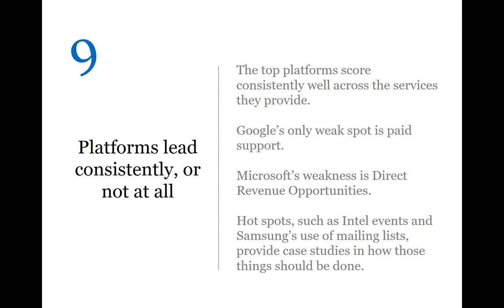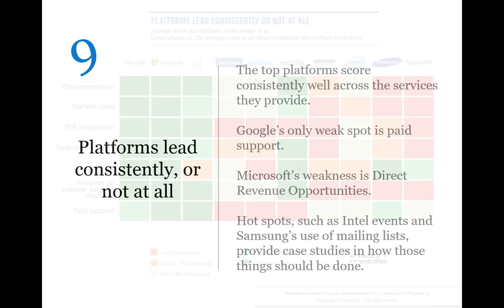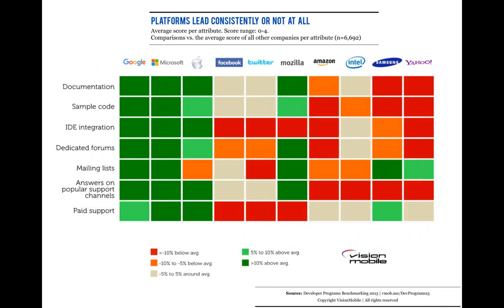Google's only weak spot was paid support. It's very hard, or developers didn't feel they could pay Google to support them. Microsoft's weakness was direct revenue opportunities, which bodes badly for the Windows Store. And we've got a few anomalies. I'll show you the chart here. Here you can see the green, obviously, 10% above average, the red being bad.